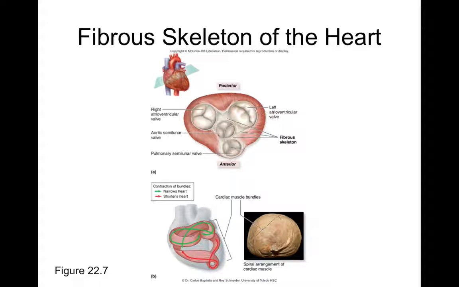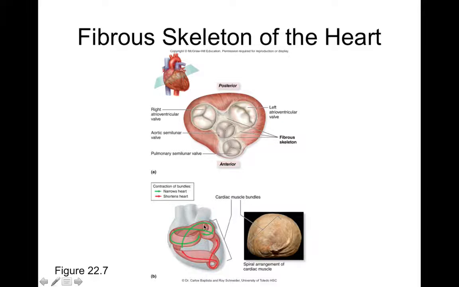So what helps prevent electrical currents from just spreading straight down the heart is this fibrous skeleton, which functions as a great insulator. If this fibrous skeleton is damaged, you can start getting odd electrical activities, which can cause arrhythmias, which we'll talk a little bit about today, but mostly in pathophysiology. But arrhythmias just mean abnormal heart rhythms, which can be fatal. Not always, but they can be.